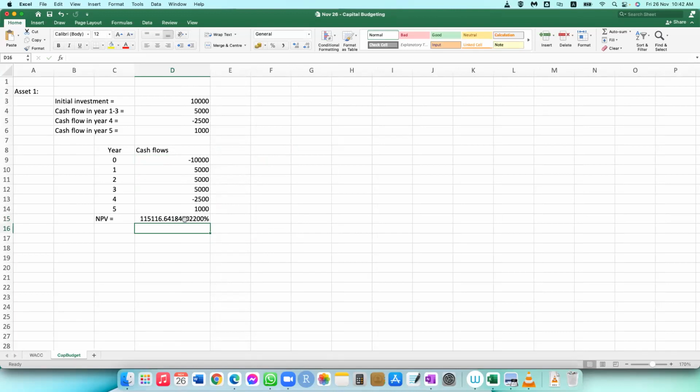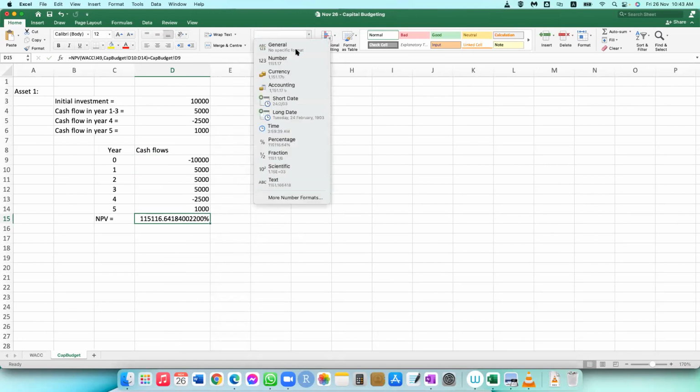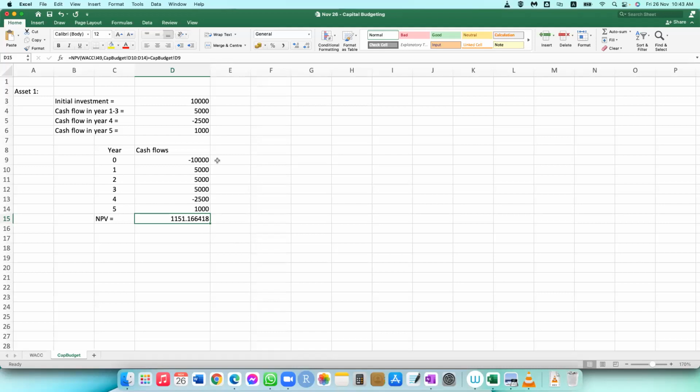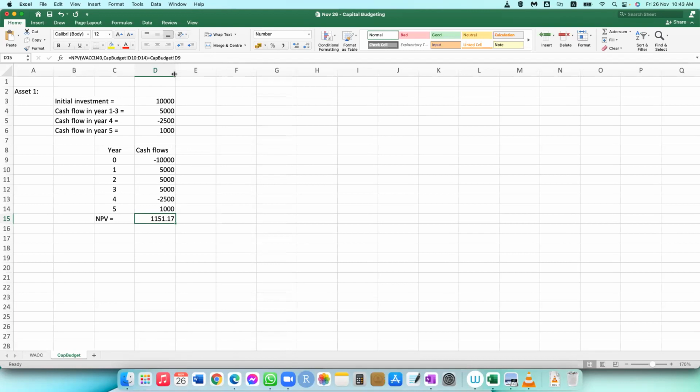Now we have a problem with the format of the value, which is percentage. So what we need to do is convert it into general or number, whatever you prefer, and also reduce the decimal points. You don't need that many. Okay, so now this is actually the net present value.